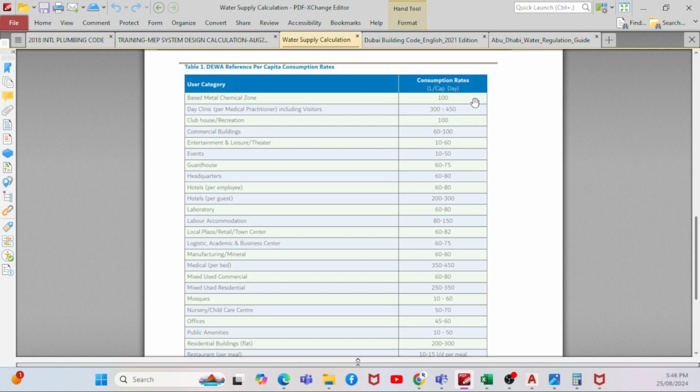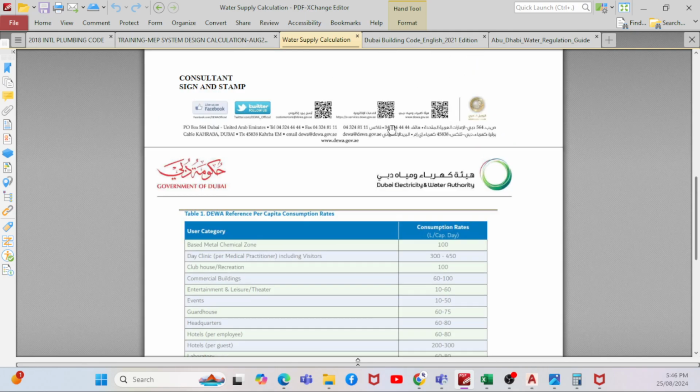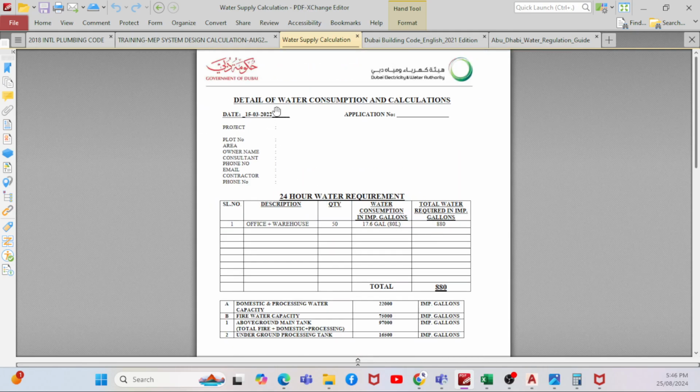Clear? Anyone have doubt? No. Clear, right? Can you show the DEWA chart which you have submitted? Yeah, this is the one. This is the DEWA chart. This domestic and processing water capacity, how are you calculating it differently? No, no, flat water. This is a different one, different requirement. Okay, I'm calculating only for this one.